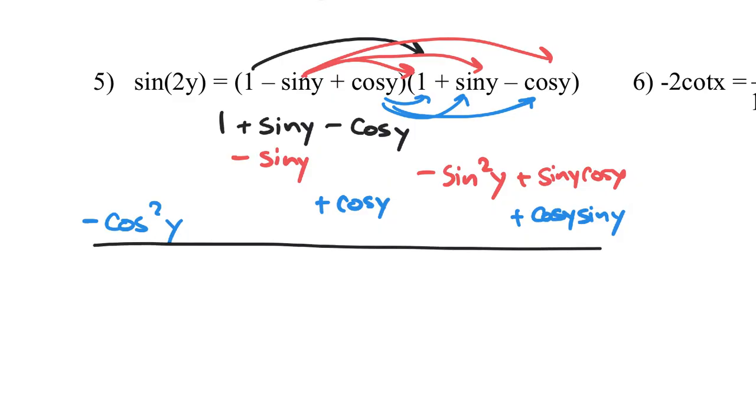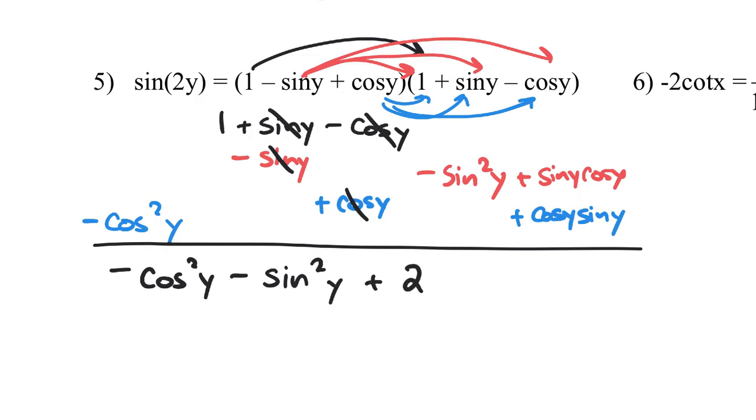So I'm going to combine all my like terms here and rewrite as a single expression. Well, the sine y's cancel. The cosine y's cancel. So let's say negative cosine squared y minus sine squared y plus 2 sine y cosine y. And in my head, I'm feeling pretty good about things because that 2 sine y cosine y is very much what the sine double angle looks like. So now I need to deal with the cosine y and sine y.